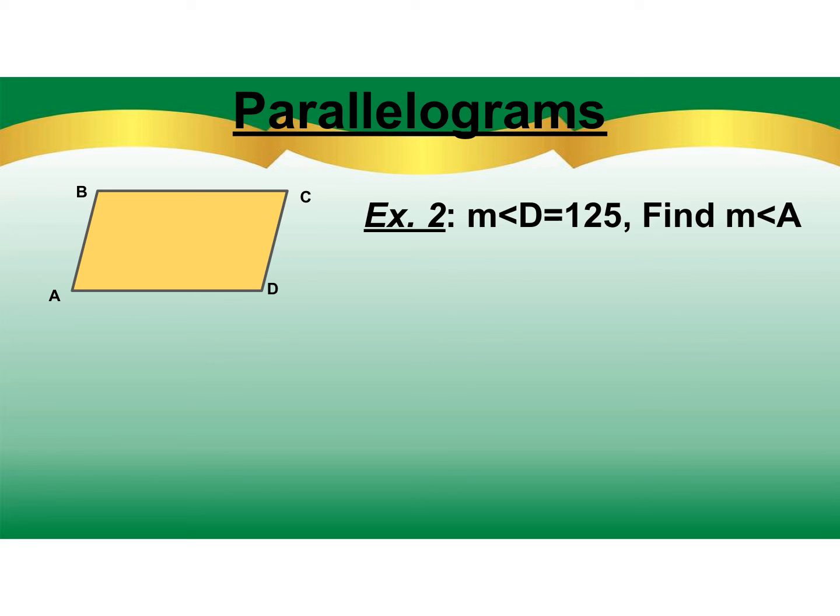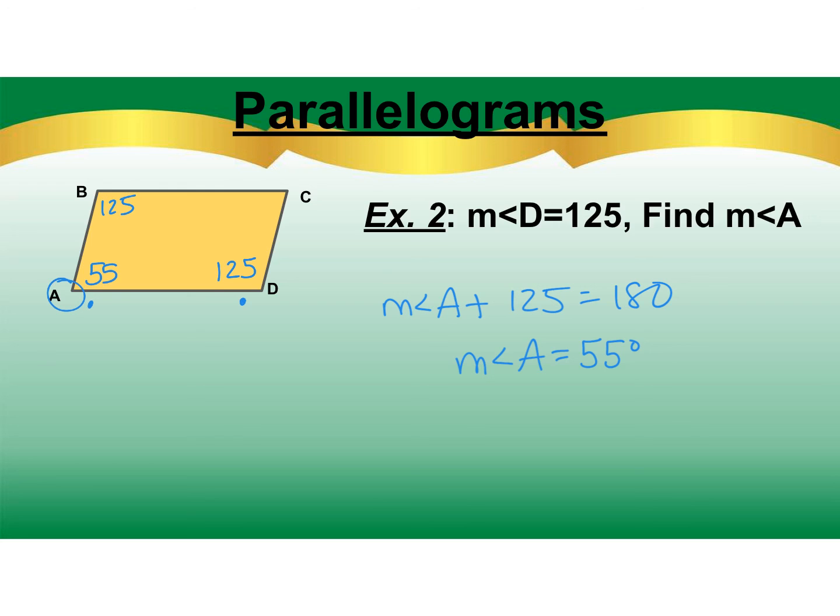Here we're going to look at some angles. So the measure of angle D is 125, and I want to find the measure of angle A. They're not congruent. B would be 125. Opposite angles are congruent, but A and D are supplementary. So we're going to say the measure of angle A plus 125 equals 180. So the measure of angle A is going to be 55 degrees. And if you look at it, it's supplementary to that. It's also supplementary to that.